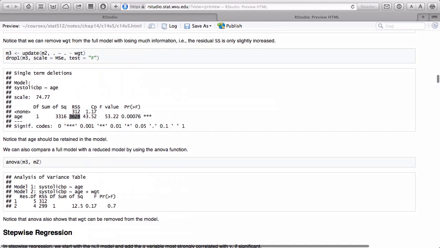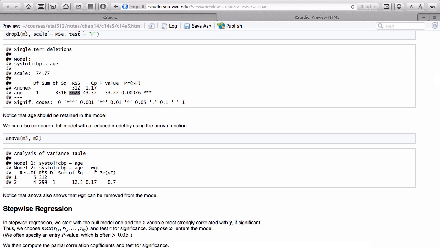So this is a rather trivial example because we only had two predictors, and one's significant, one's not. So that's backwards elimination. But we started out with a pretty small model.